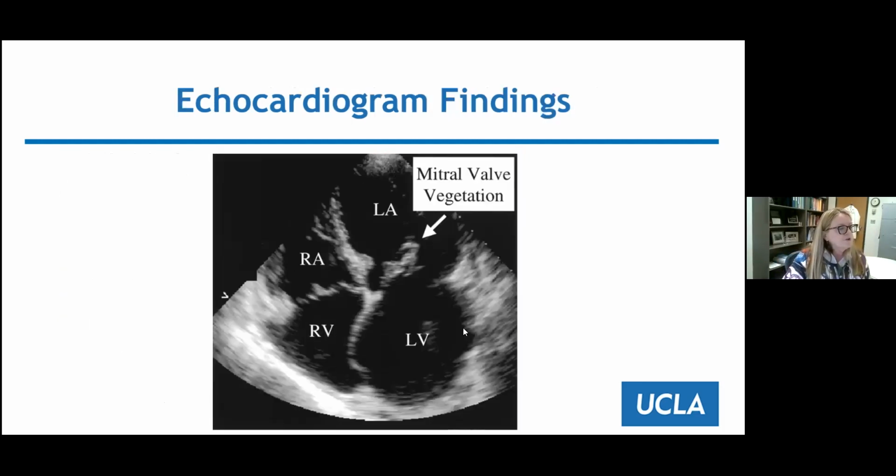And here's a picture of an echocardiogram. The chambers are labeled. So this is the mitral valve here, and you can see these kind of clusters attached to the mitral valve. It should appear more like what you see on the opposite side.